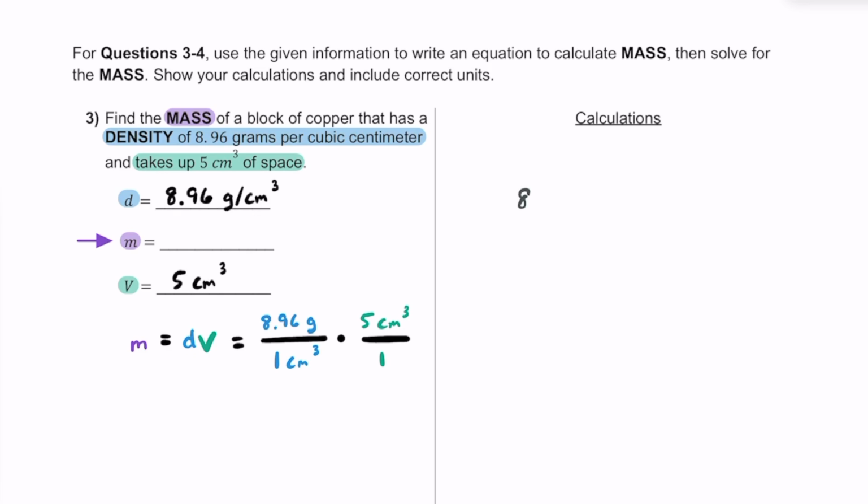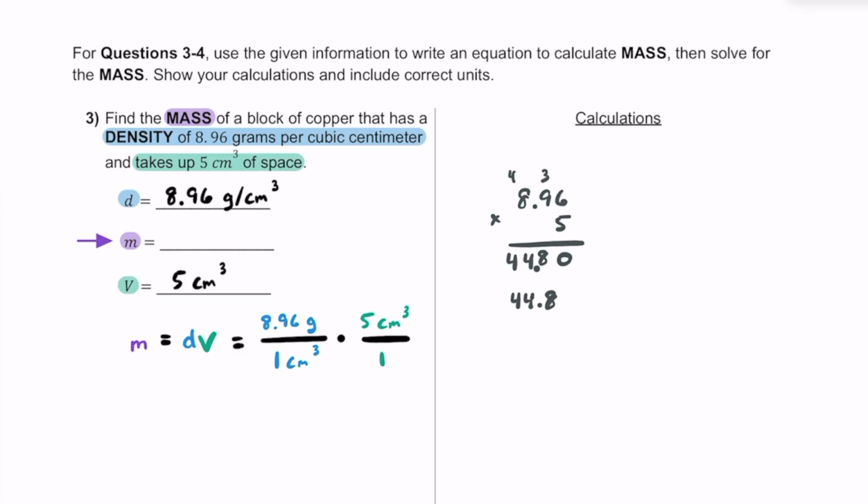I'm going to take this 8.96 and multiply that by 5. This shouldn't be too bad. 6 times 5 is going to be 30, carry the 3. 9 times 5 is 45, plus the 3 is 48, carry the 4. Then 5 times 8 is going to be 40, plus 4 is going to be 44. And we need 2 decimal place values here. So moving over twice, this is going to be 44 and 80 hundredths. You can also consider this to be just 44 and 8 tenths.